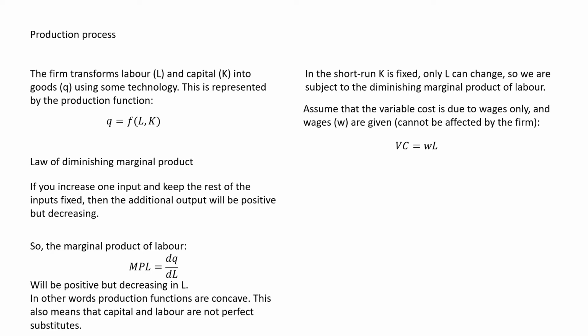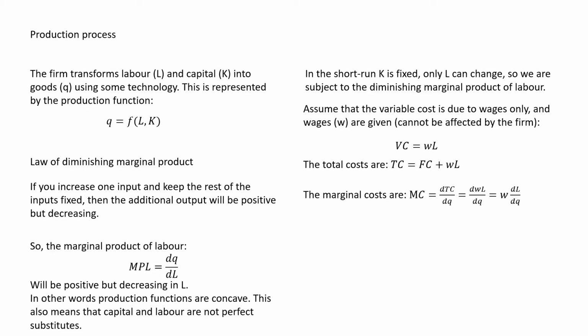In this case, the variable cost can be written as the wage times the number of laborers you employ. The total cost could now be written as FC plus the variable cost W times L. The marginal cost can be expressed then as the first derivative of the total cost function with respect to Q, which is nothing else than wage times the first derivative of the labor employed with respect to Q. But we already saw something like this in the previous slide.